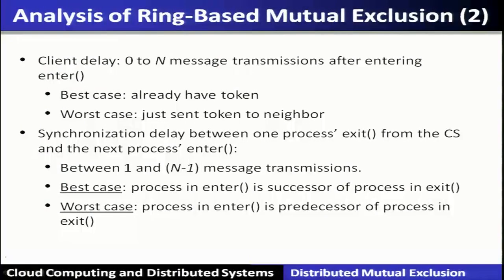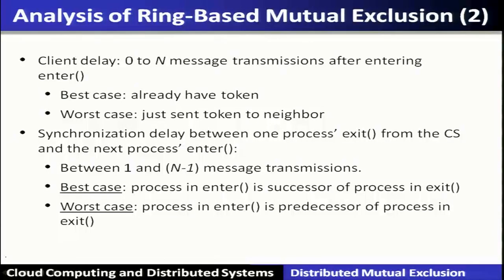Client delay ranges from 0 to n message transmissions after entering the enter. So the best case is when it already has the token, then it will go into the critical section without any delay. Worst case means it has just sent the token to a neighbor, so the token has to pass through n minus 1 others and come back to it, that is n different message transmissions are required.